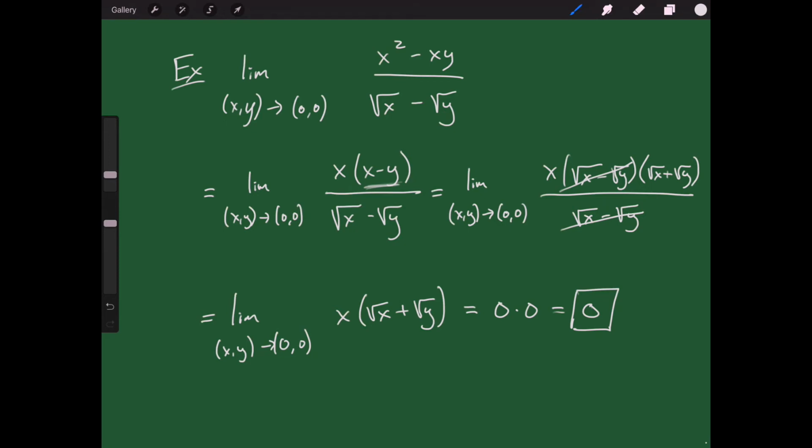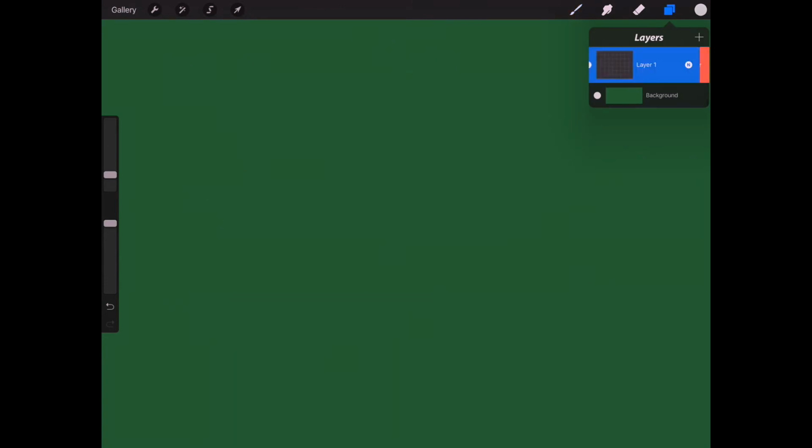Okay, the second thing that I want to talk to you about now is, if we have limits in 3 dimensions, then we can also talk about continuity in 3 dimensions. So let's talk about continuity.